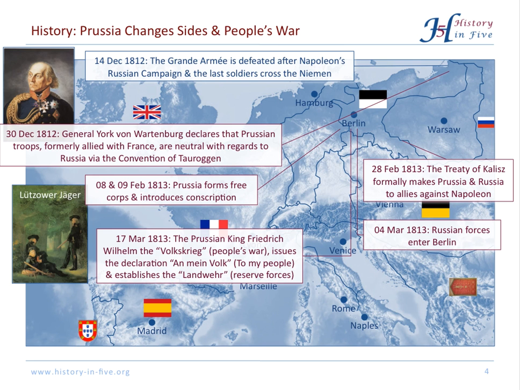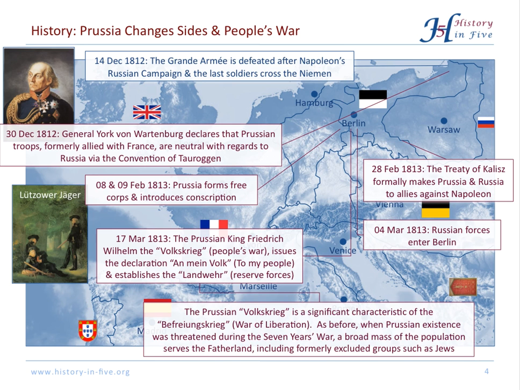To explain this, the People's War was an important characteristic of the War of Liberation, the German campaign. But this German campaign was also a nation war. And Prussia had used this instrument before. For example, in the Seven Years' War, Prussia was near to extinction, and then groups of the population that were formerly excluded were included in defending the fatherland or fighting a foreign enemy.